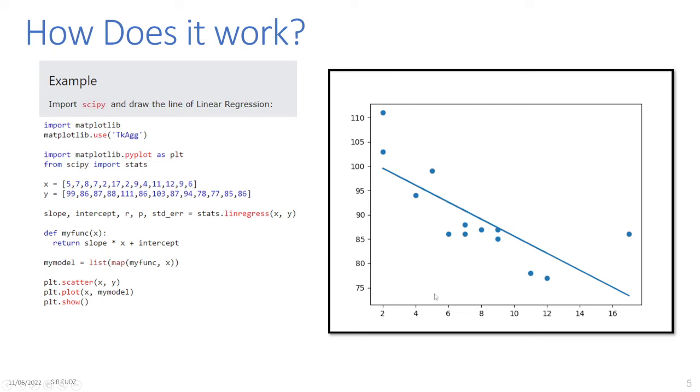So my model was based on the formula that I have shown you a while ago. Y is equal to mx plus b. So m is the slope, x, and then the intercept is b. That's the intercept. The value that we have derived using this function, the lin regress function.